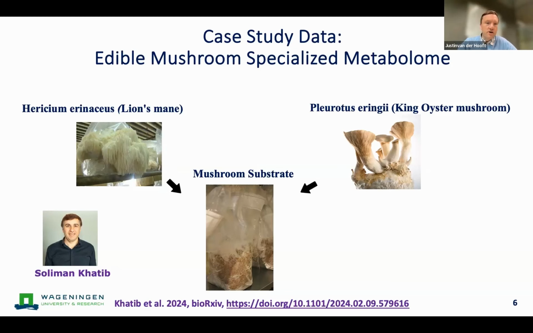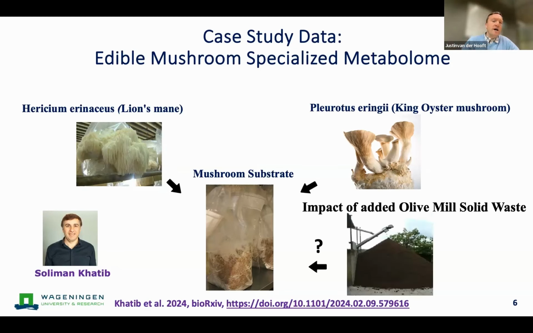And the aim of the study was to investigate what if we add this olive meal solid waste, which is available quite a bit. What if we add it to the substrate? What happens to the mushrooms? Of course, you would hope that they remain edible. And then if so, it would be nice to use this waste stream as part to grow food, as it would also be quite sustainable. However, it is of course important to check that the specialized metabolome of these mushrooms does not change in the directions that are not so beneficial for us.